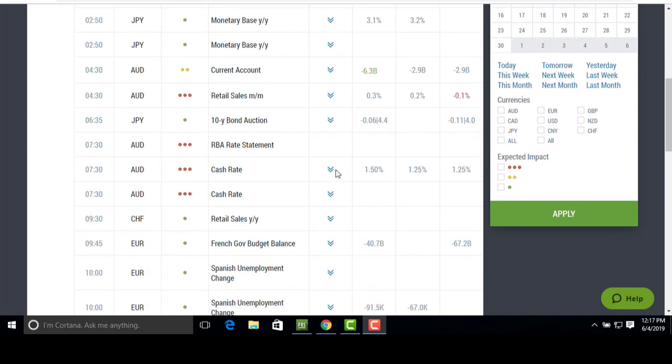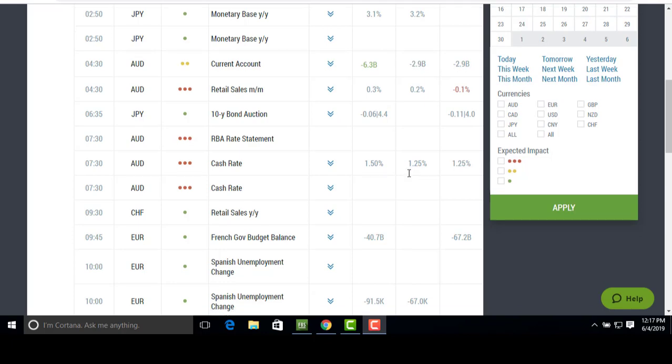This morning, the Reserve Bank of Australia cut its interest rate from 1.5% to 1.25% as it was expected. The decision was already priced in and as a result it didn't affect the Aussie significantly.